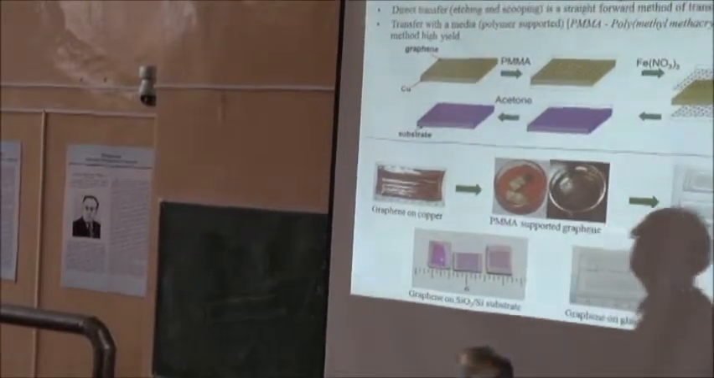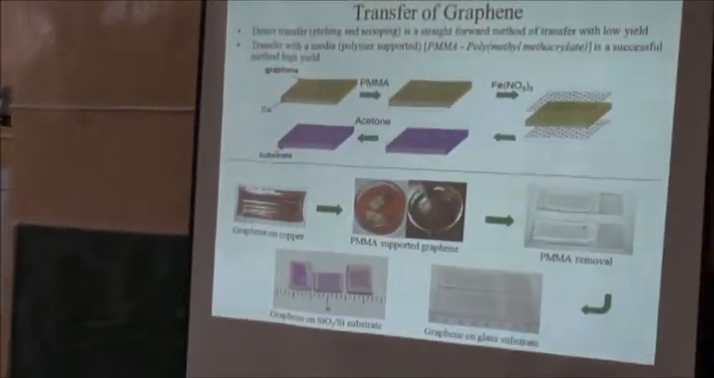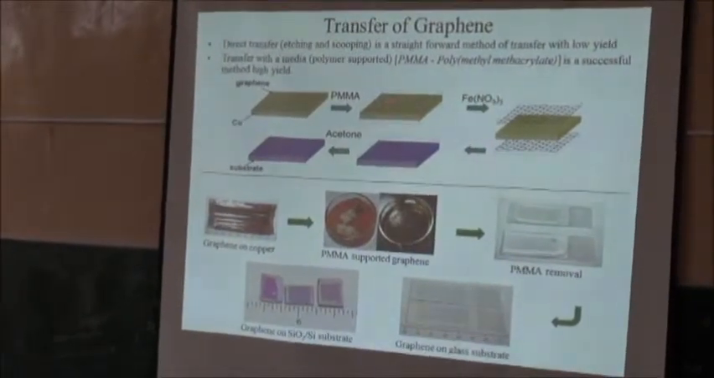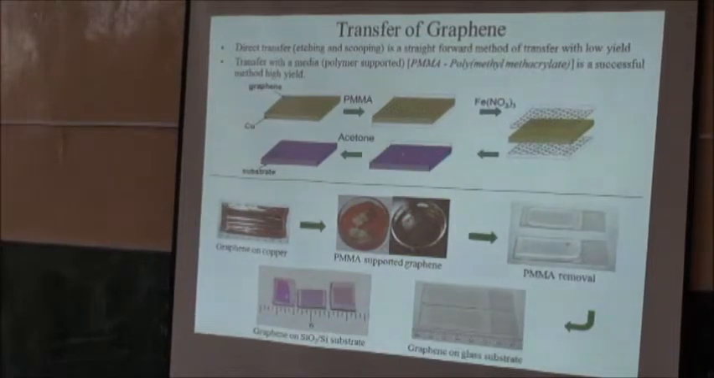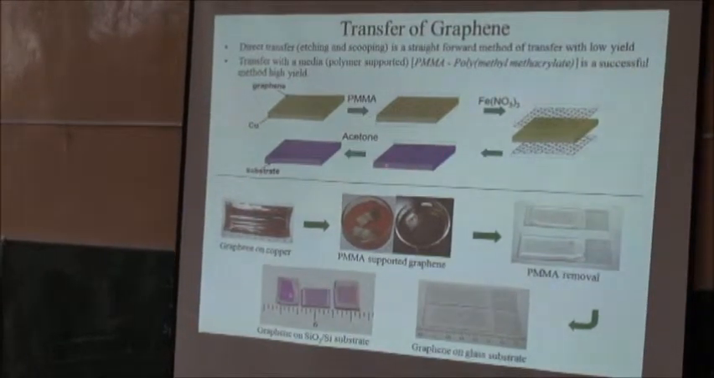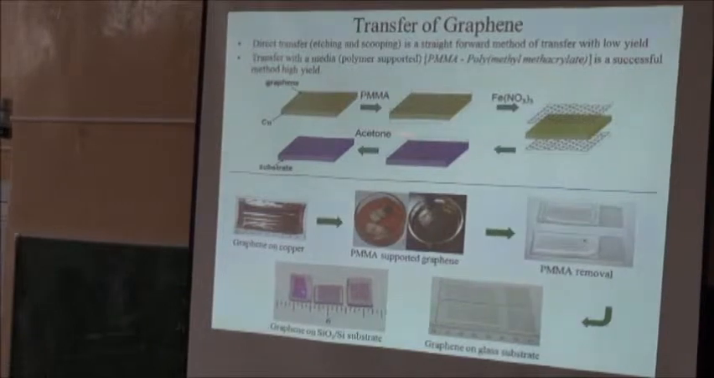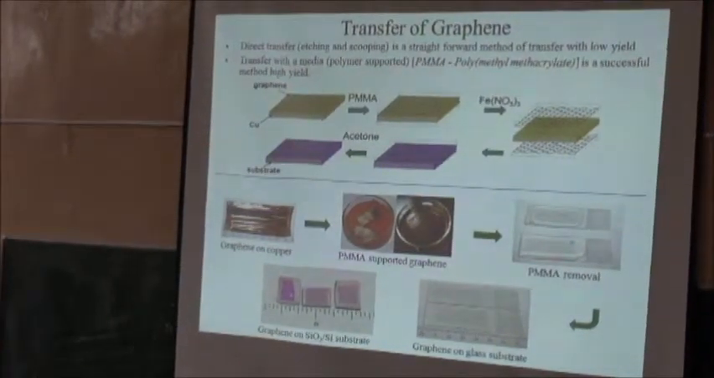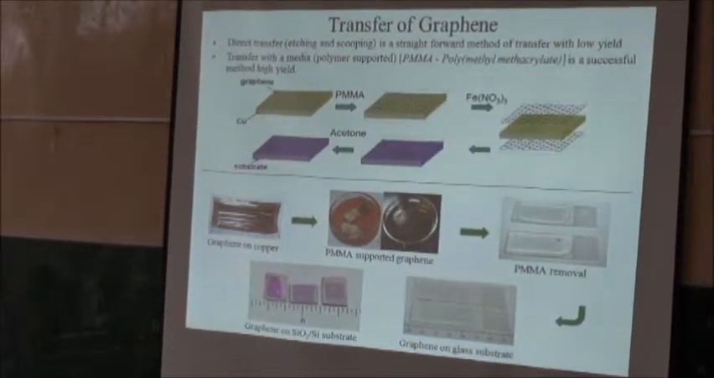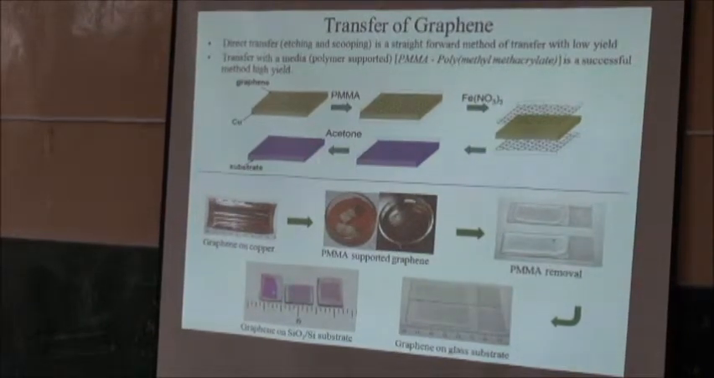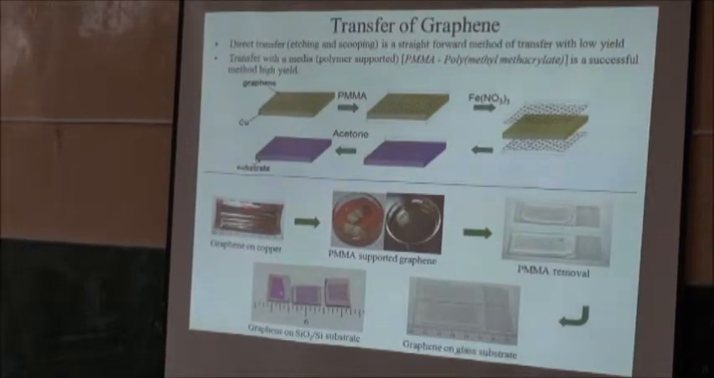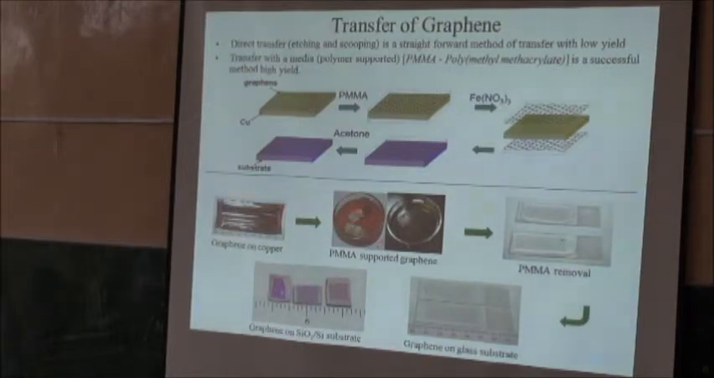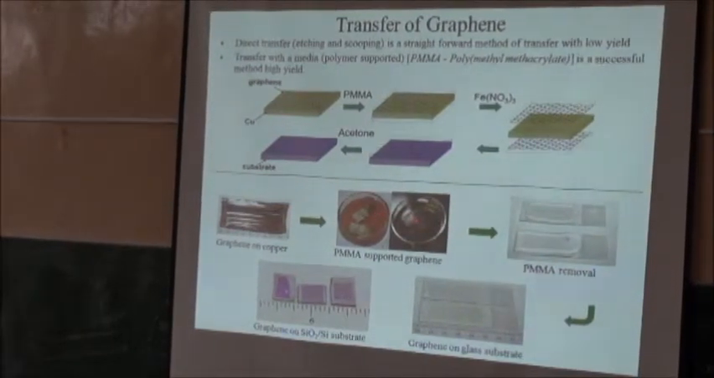So that's what this is. Graphene on copper, then we put the polymer, then we remove the copper. Then I take my substrate and pick up the graphene with the polymer. In acetone we just remove the polymer. Now we have nice graphene on whatever substrate you want. So you can see how we do that: copper, then polymer, then we put it in ferric nitrate, and the copper is gone.